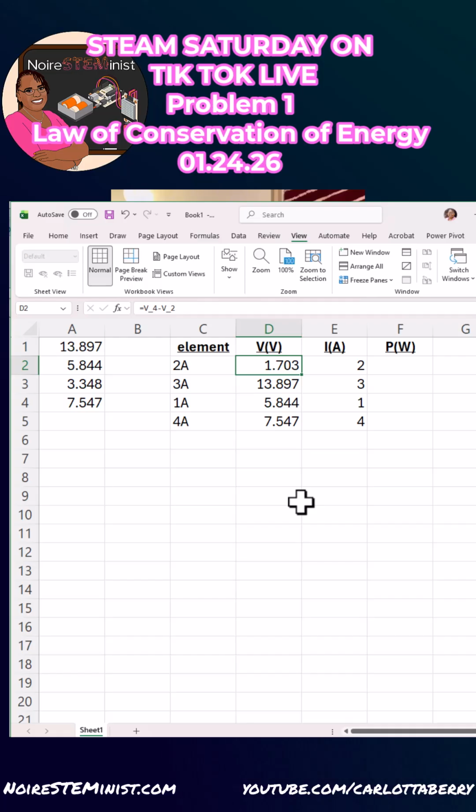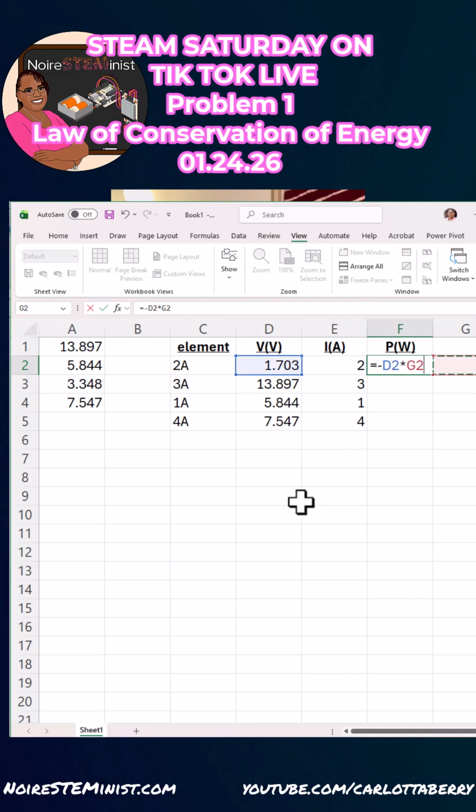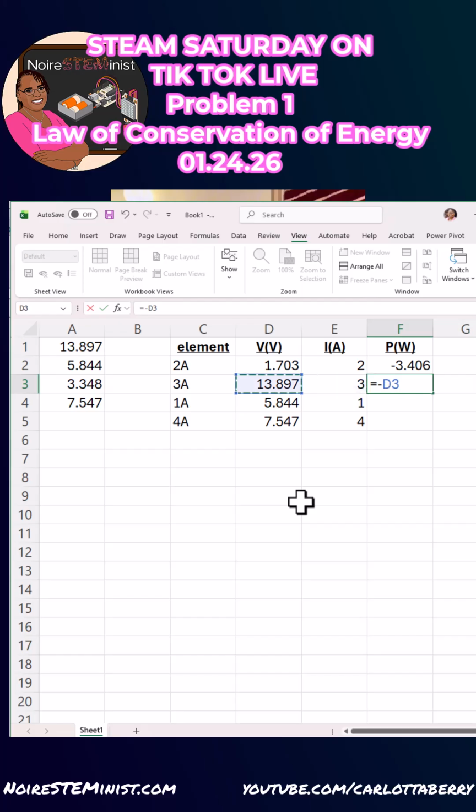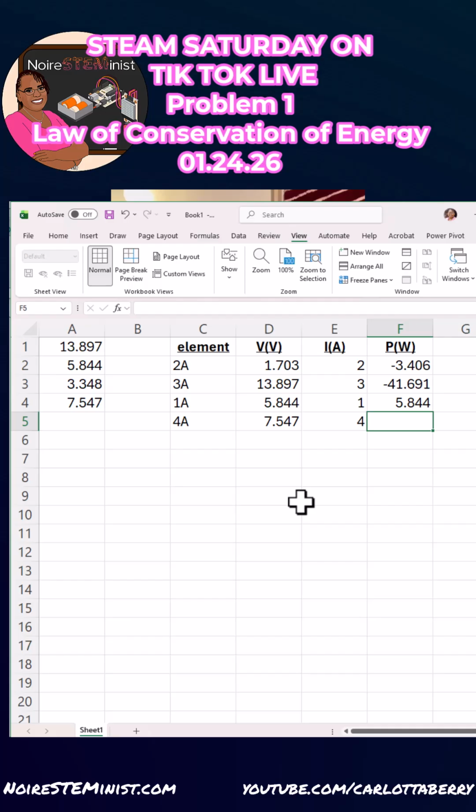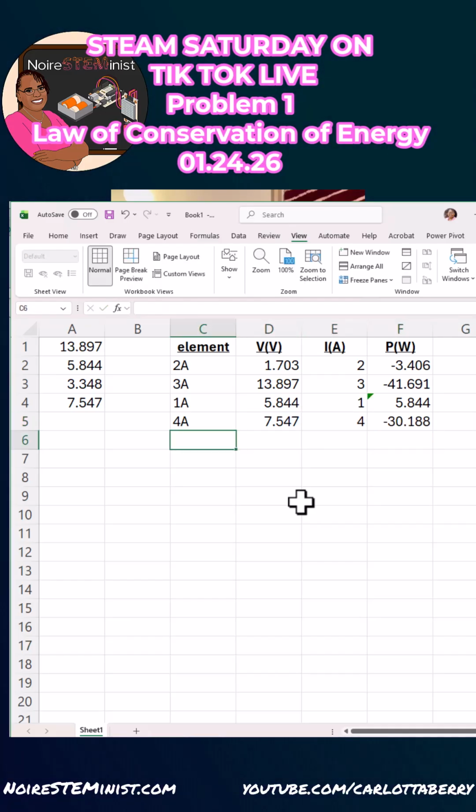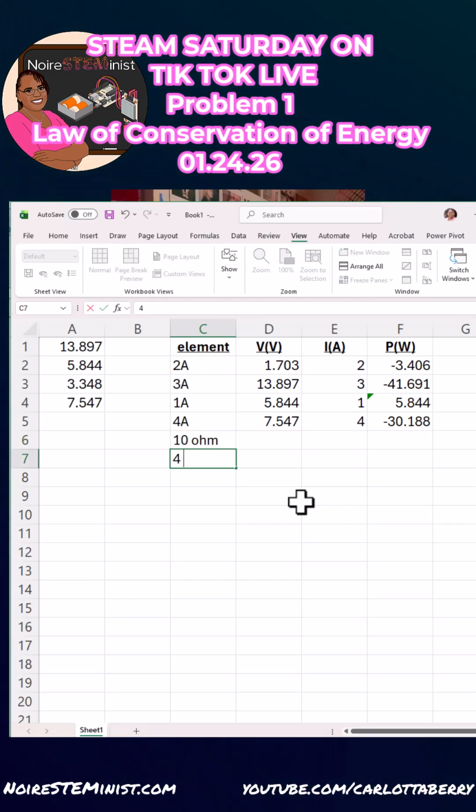So now that we have the currents and we have the voltages, we can find the power. Remember, current into the negative and out of the positive will be delivered. So that means that the 2 amp current source delivers 3.406 watts, and the 3 amp current source delivers negative 41.691 watts. And current goes into the positive and out of the negative for the 1 amp current source. So it absorbs 5.844 watts. And then the 4 amp current source delivers negative 30.188 watts.